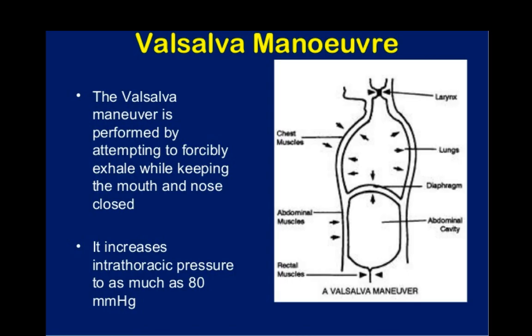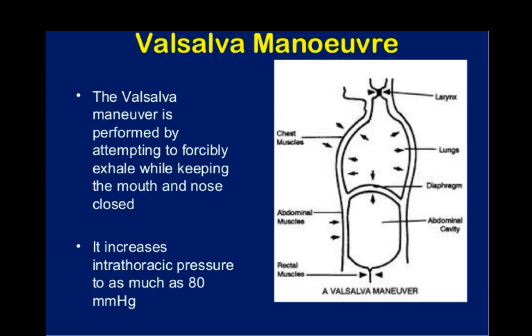Valsalva maneuver. What does Valsalva do? It's exactly the opposite of inspiration. So Valsalva is breathing out against a closed glottis, right? So you have a closed glottis here and you're trying to breathe out. Your chest pressure is increasing. So it's the opposite. Now you have a higher pressure in your chest than your abdomen and your legs, so blood's not going to want to come back to the right side of your heart.